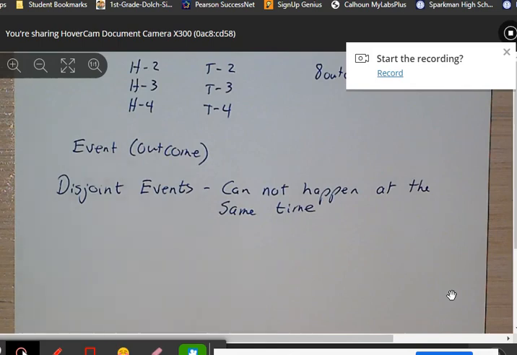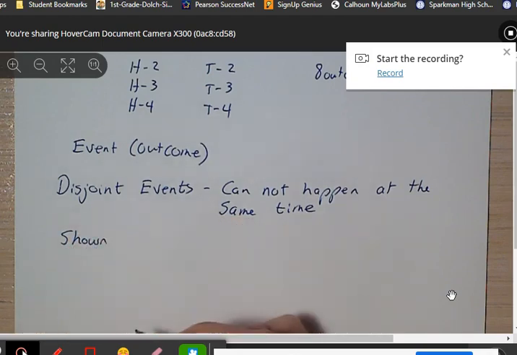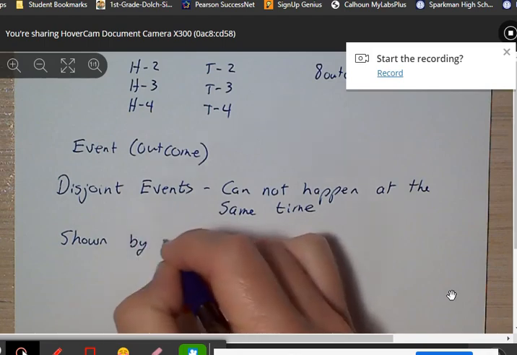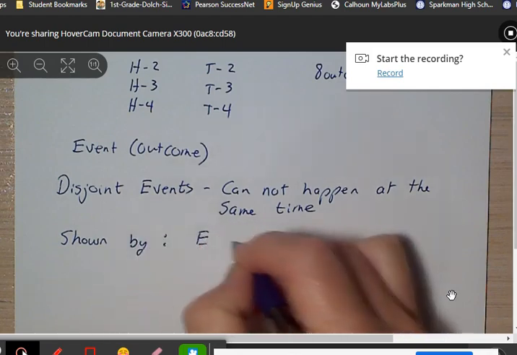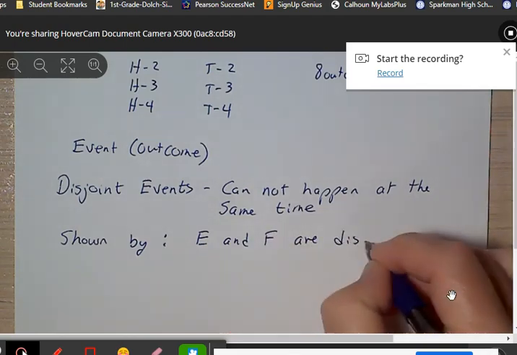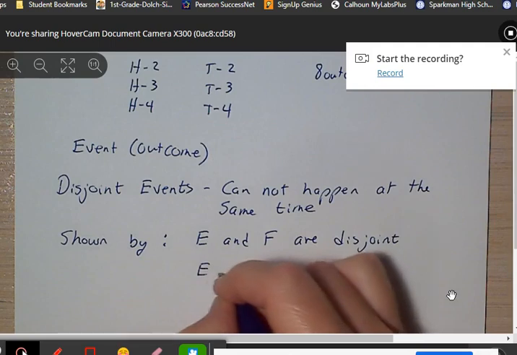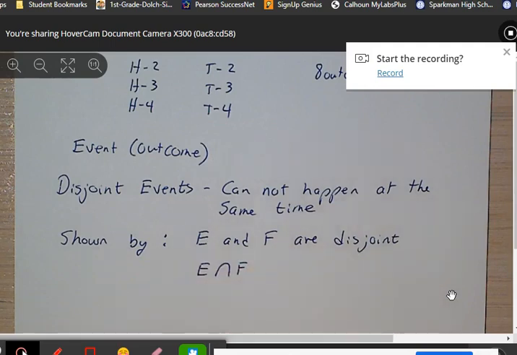And when they talk about disjoint, and how those are sometimes shown when they go through this, they may say that E and F are disjoint. The notation they would have with something like that would be that the intersection of E and F, since they're disjoint, is not going to happen. There is no overlap on that one. Basically, they're just going to say that the intersection of E and F would be the empty set.